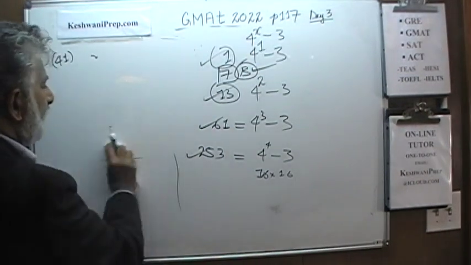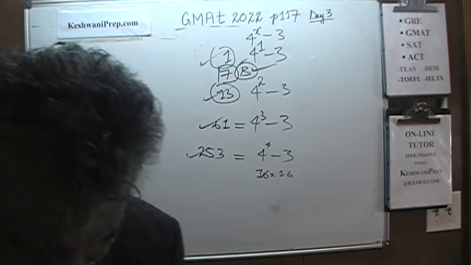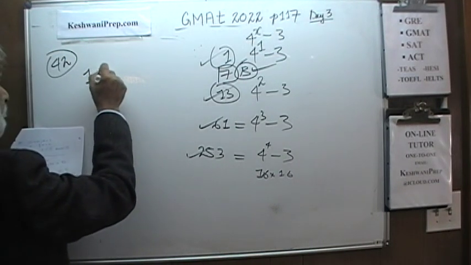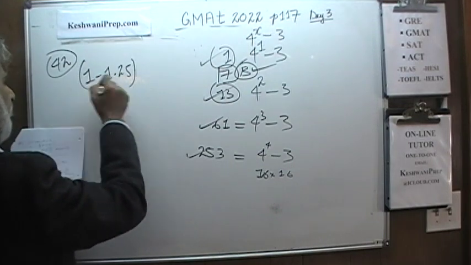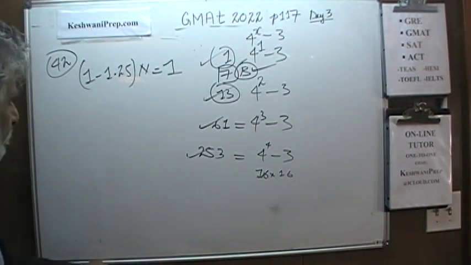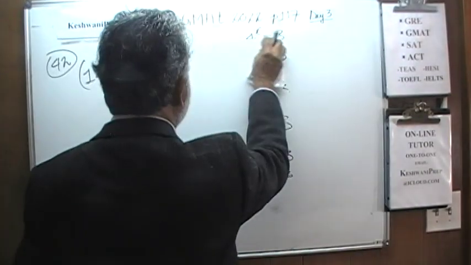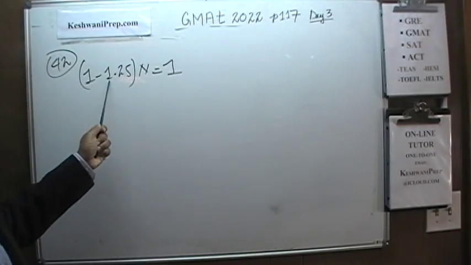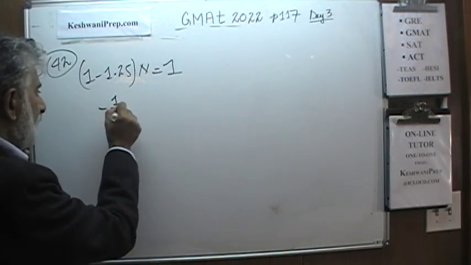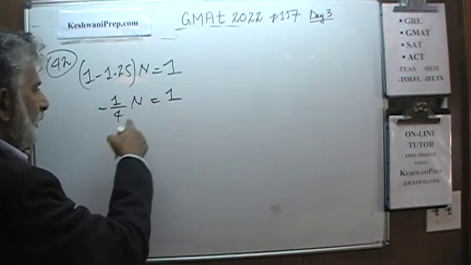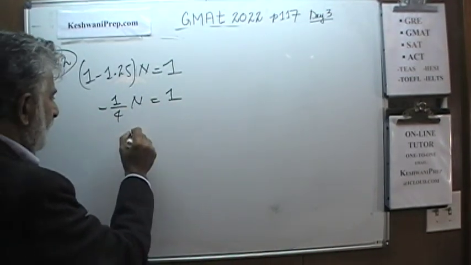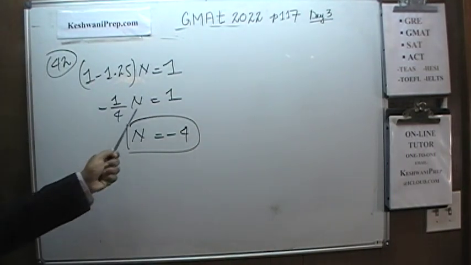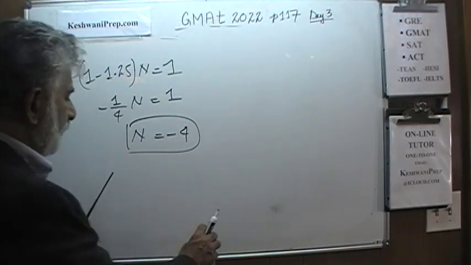Number 42 says 1 minus 1.25 times n is equal to 1. Question simply is how much is n? Let's find out. 1 minus 1.25 is simply negative 1/4. A negative 1/4 n is equal to 1. Bring the 4 to this side, divide by negative, and you will find that n is equal to negative 4. This is just a silly question. Of course, negative 4 and negative 4 will cancel out, and you will end up with positive 1. It's just a silly question.